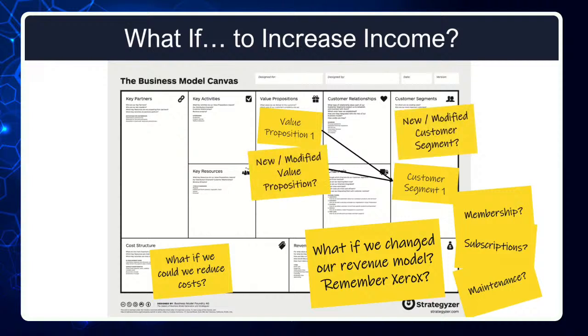Now, we've already looked at how you might modify or add a new value proposition or customer segment, but it could be that actually you could sell a lot more just by going through different channels. For instance, if you only sell through shops at the moment, could you add online? If you only do face-to-face training at the moment, could you deliver some asynchronous online training, some online courses? Or could you use social media, whereas at the moment you don't?